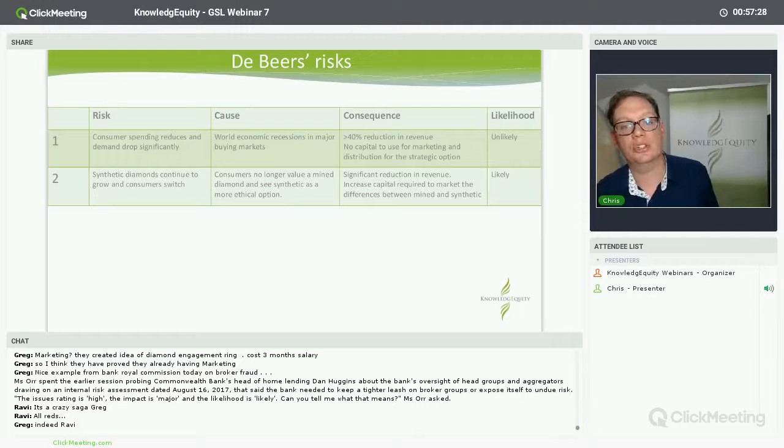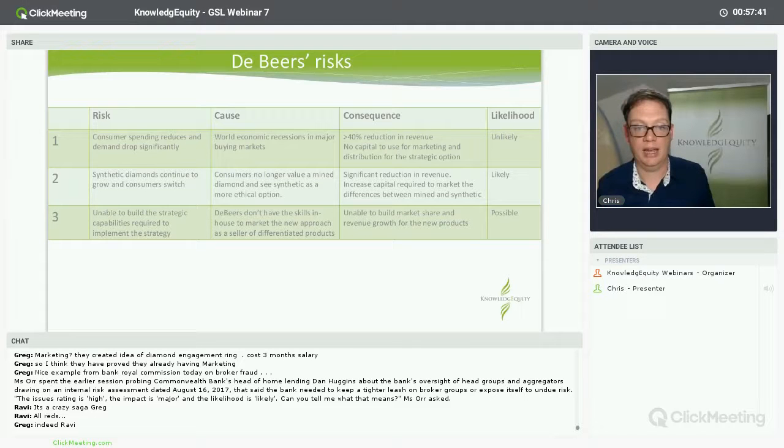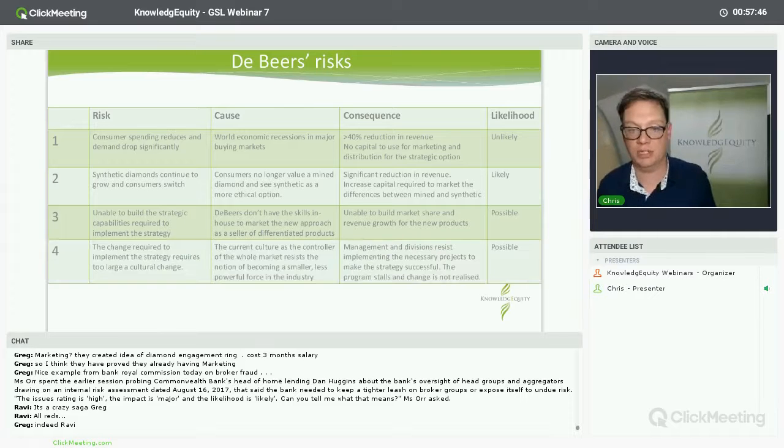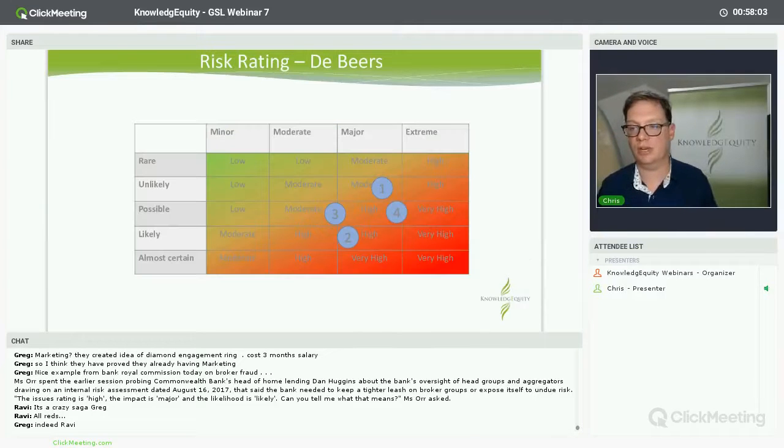Synthetic diamonds continue to grow and consumers switch. Yeah, absolute risk. Why? They don't see the value in the mined diamond anymore. Consequence? Yeah, could really hit the bottom line. All right? Could potentially be likely. Unable to build the capabilities we need to do this strategic implementation. All right? So two's about we've chosen the wrong option. It's the synthetic keeps coming and biting at us. Three's about we've chosen the option, but we haven't necessarily got it right in terms of implementation. We haven't got the capability. So that's how you might go about picking some risks.